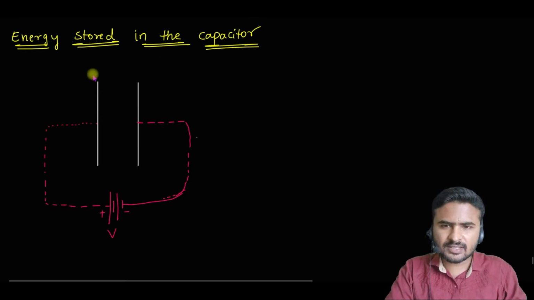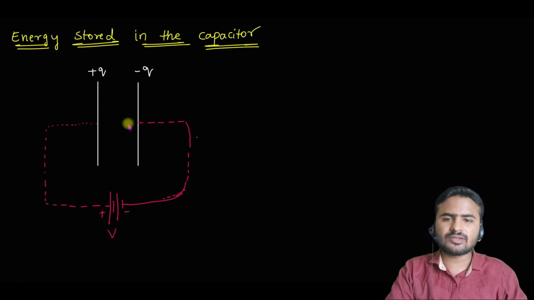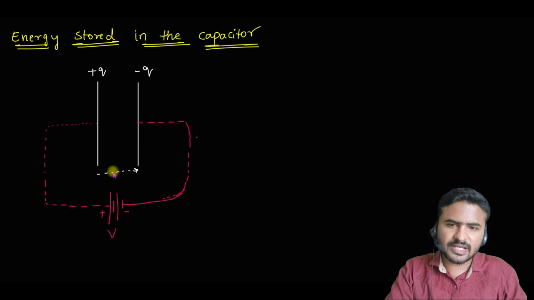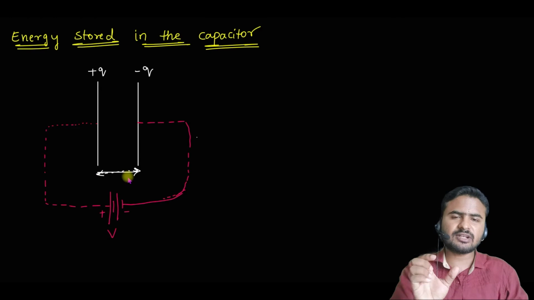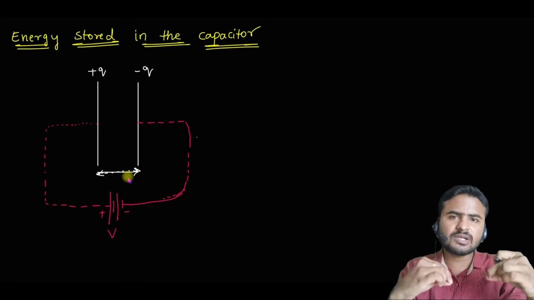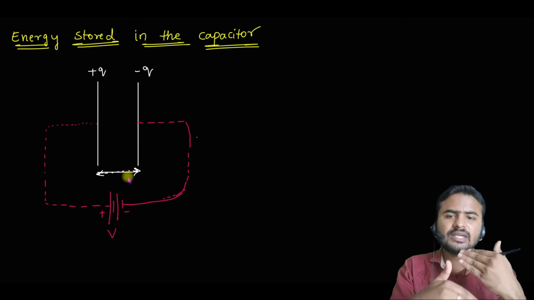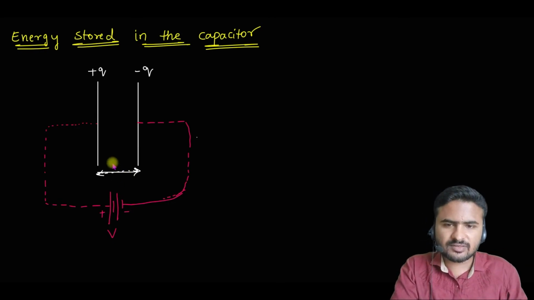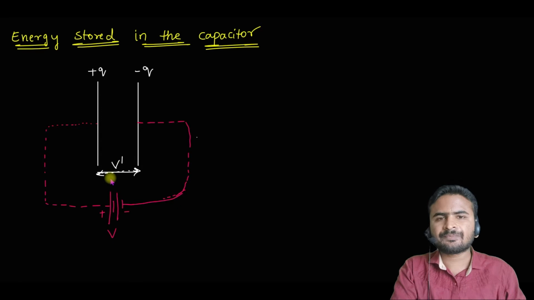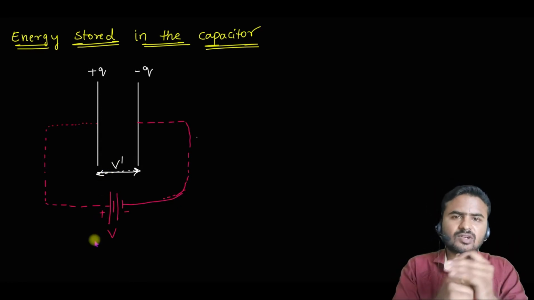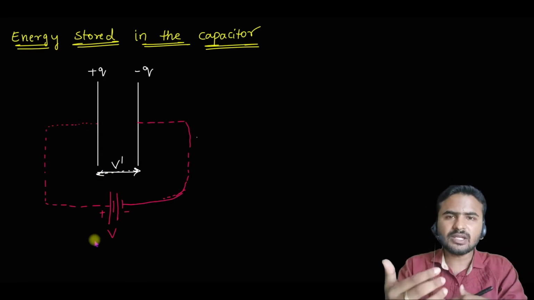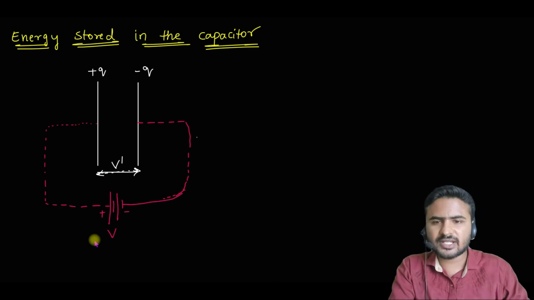Let us say the charge on the left plate is plus Q and the charge on the right plate is minus Q, and the potential difference across the plates at this instant is V dash. It is not fully charged. If it were fully charged, the potential difference across the capacitor would become equal to the potential difference across the charger. But at this state it is being charged, so the potential difference across the plates, V dash, is less than the potential difference across the charger. That's why it will continue to get charged.